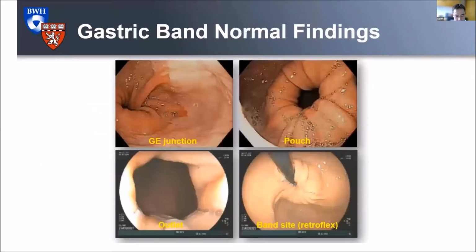Here are the normal endoscopic findings of gastric band. Once you pass the GE junction, you can see a small pouch at the proximal stomach. Additionally, you can see an extrinsic compression from the band, which sits outside the gastric lumen. Once you go into the rest of the stomach and do a full retroflexion, you can also see that band. It's important to pay attention to the GE junction and additionally to fully insufflate to look for any band erosion.